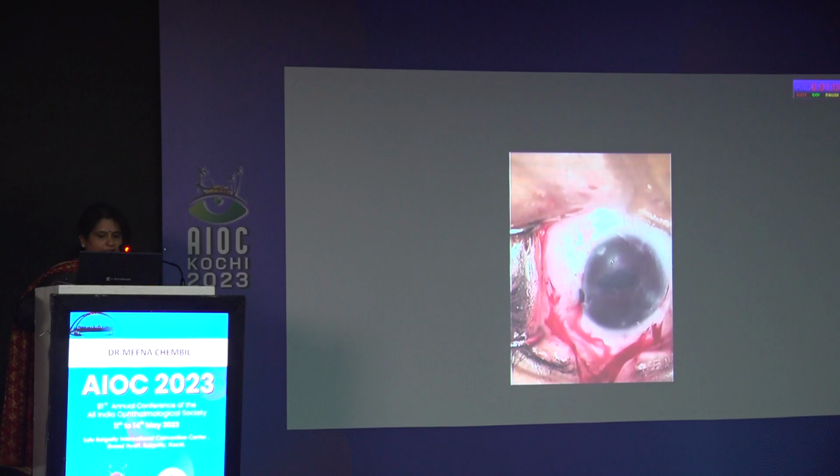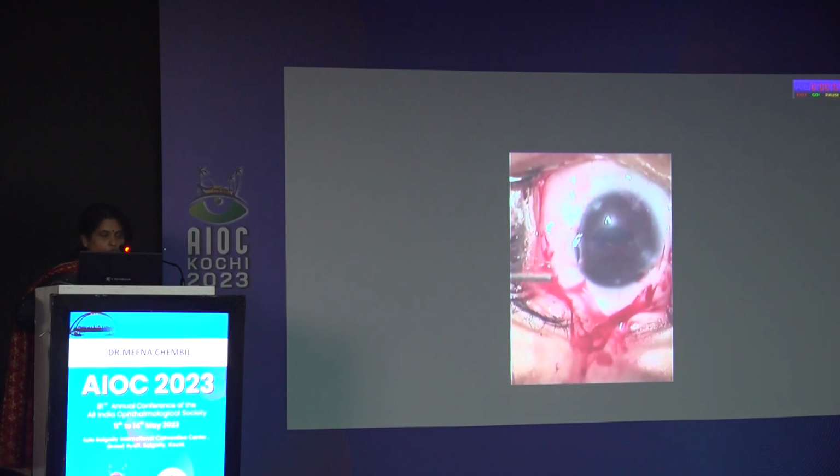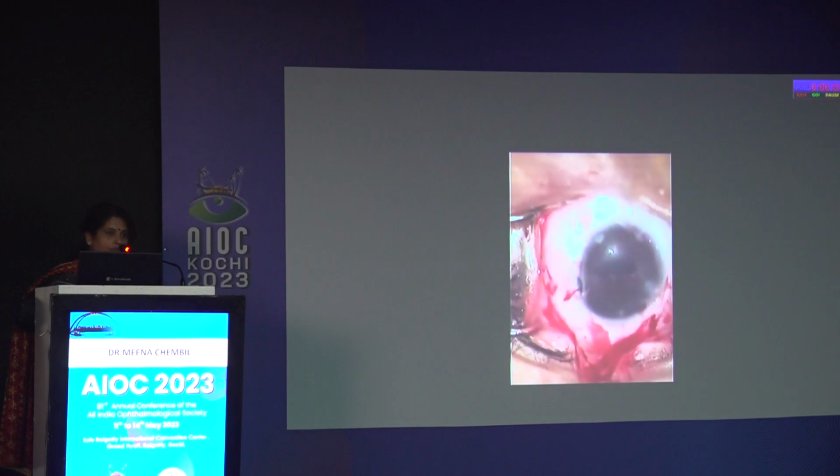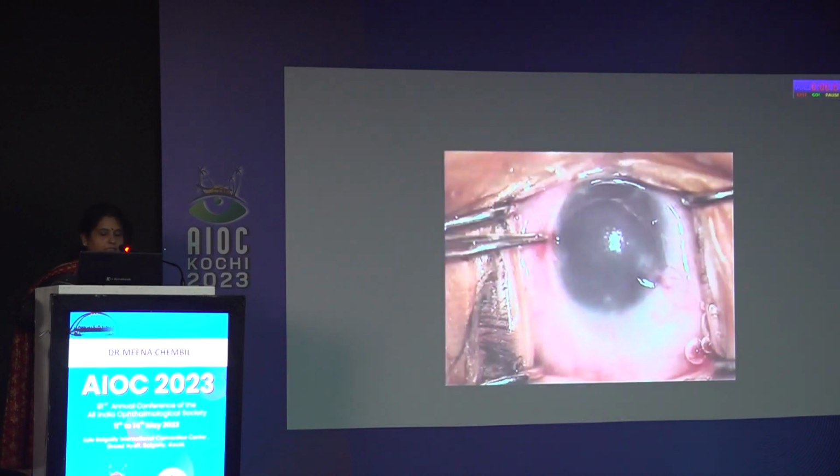We could make a clear visual axis here, but still whenever you manipulate the iris, you can have problems. So you have to be very careful when you use hooks. Maybe the surgical procedure you can get away with, but the post-operative problems which might come later is an issue in these children.